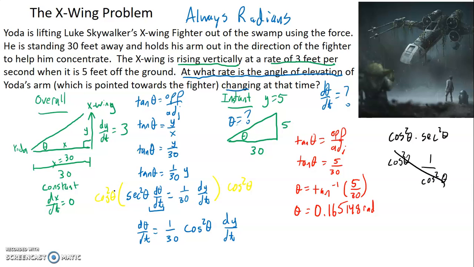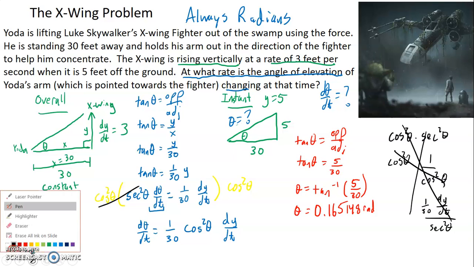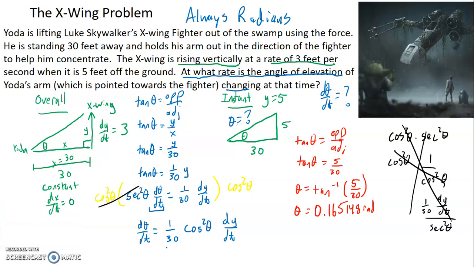So when I multiply both sides by cosine squared, the cosine squared and the secant squared cancel out, which is how I get the cosine squared on this side. If you would rather write it as 1/30 dy dt divided by secant squared of theta, this is equivalent to that, so you'll get the same answer. All right, so back to blue. Let's finish this problem out.